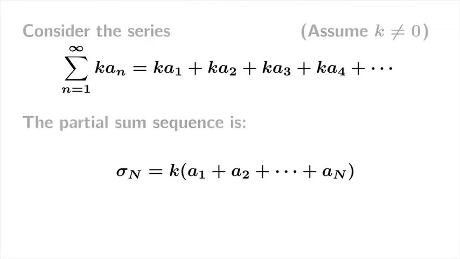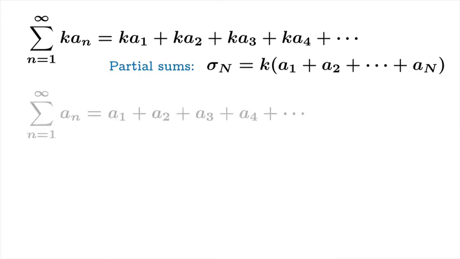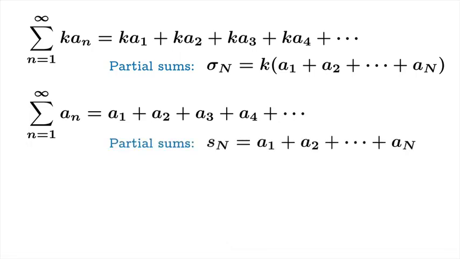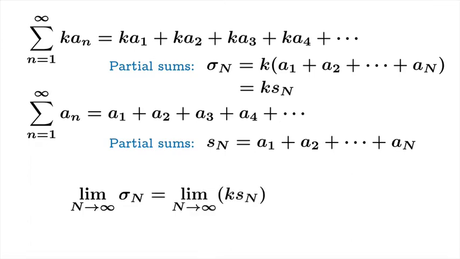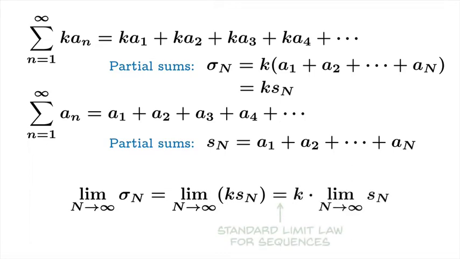So now what we want to do is compare this to the unscaled version of our series, the sum of a_n, n runs from 1 to infinity. And here the partial sums look like this. So sigma_n is just k times S_n below. And now the limit as n goes to infinity of sigma_n is going to be the limit of k S_n, and the k factors out. This is a standard limit law for sequences, and this is the key, this is the hinge.